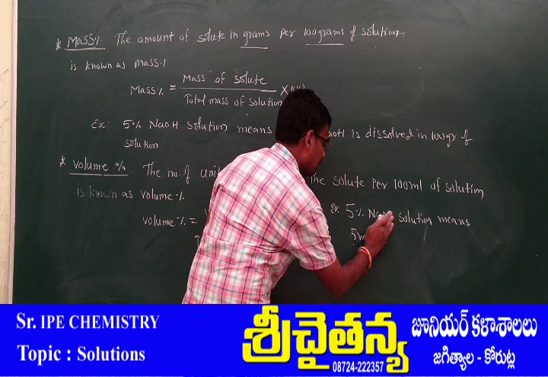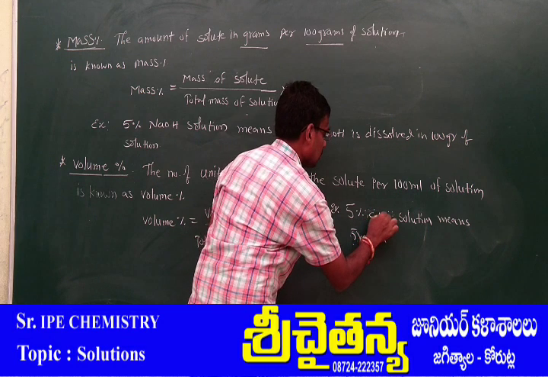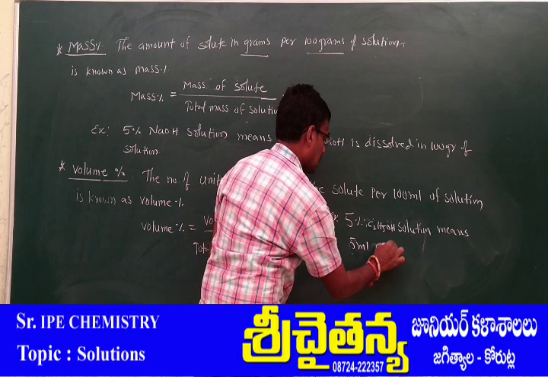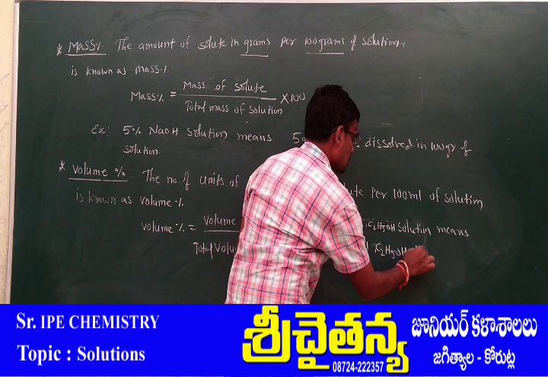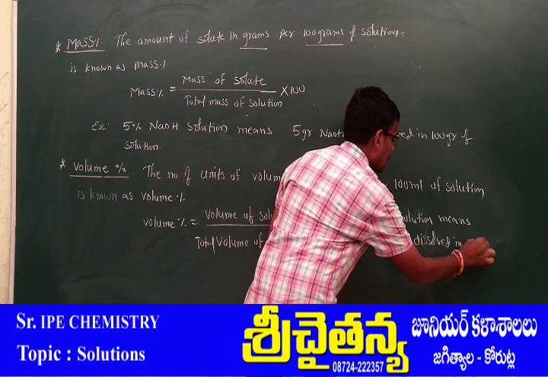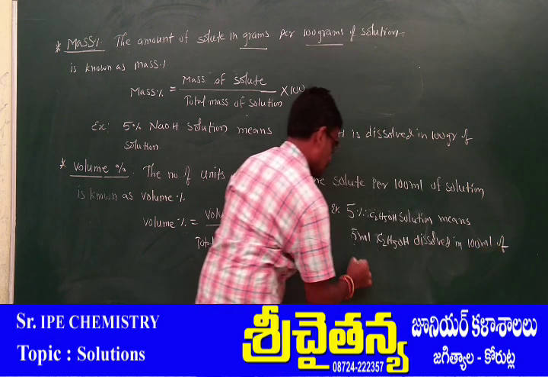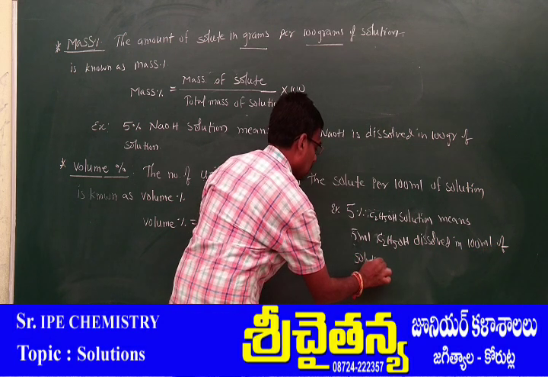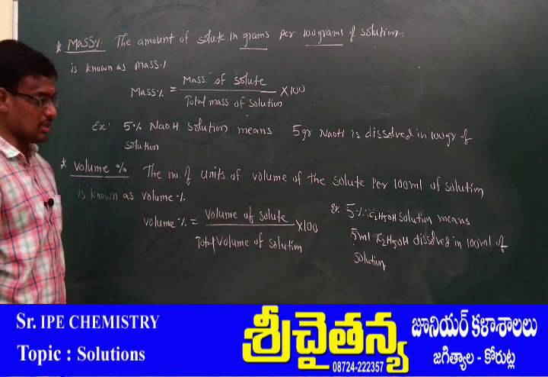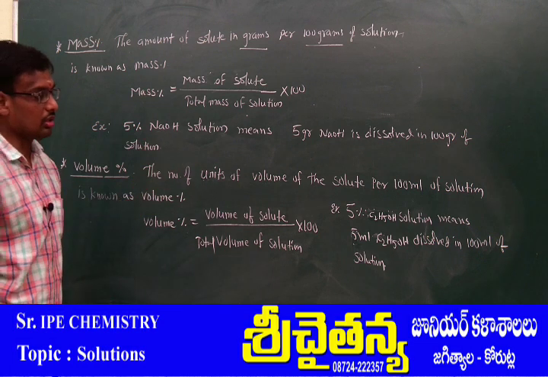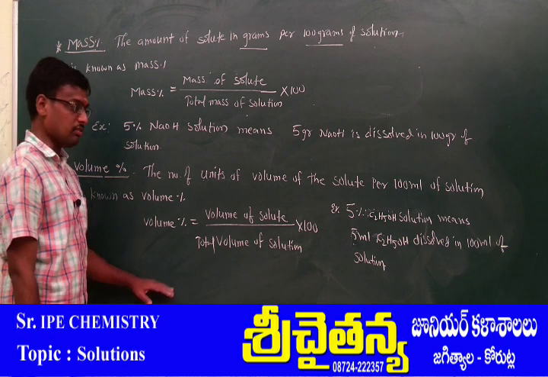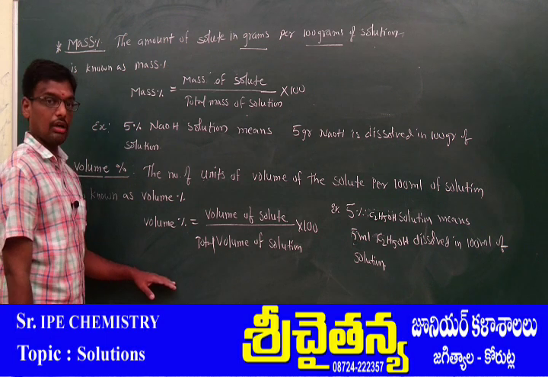So 5% alcohol solution means 5 ml of alcohol dissolved in 100 ml of solution. Okay, is it clear now, all of you?